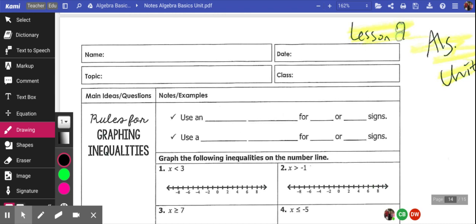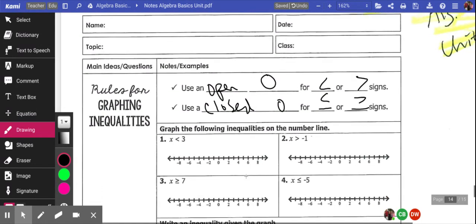Okay, the last and final lesson for this unit is lesson 8, and it's on graphing inequalities and solving inequalities. If you remember from last year, we are going to use an open circle for the less than and greater than signs, and then we're going to use a closed circle, or a closed dot, when it has the equal sign underneath it. So that means it's included in there. We're going to review this from last year.